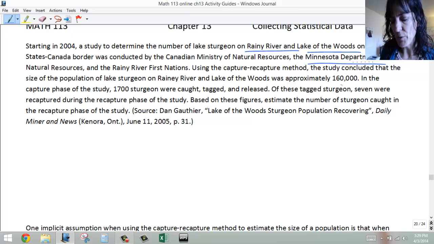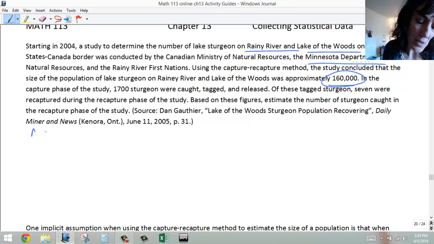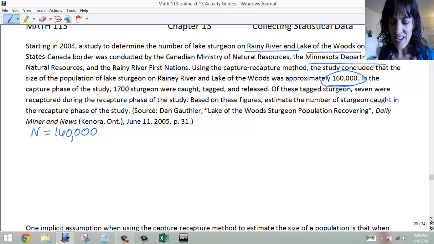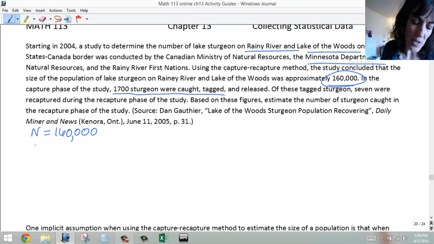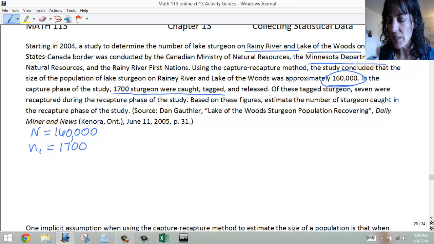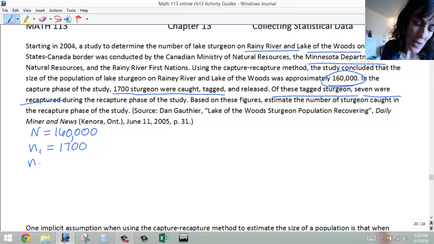And what they captured, they decided that the population was 160,000. So that means the big N is 160,000. It's a lot of fish. And they caught 1,700 sturgeon. So that was the N sub 1. The first capture was 1,700 fish. They tagged them and released them. And then of the tagged sturgeon, 7 were recaptured. So the N sub 2 is the part that we don't know, and the K was 7.